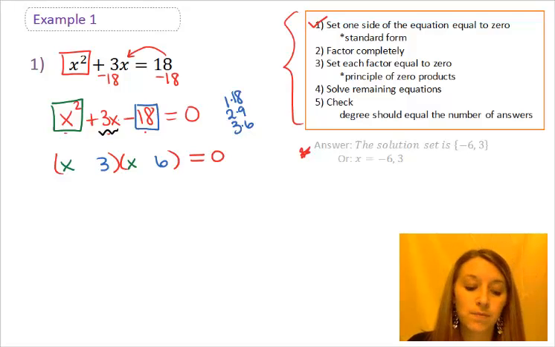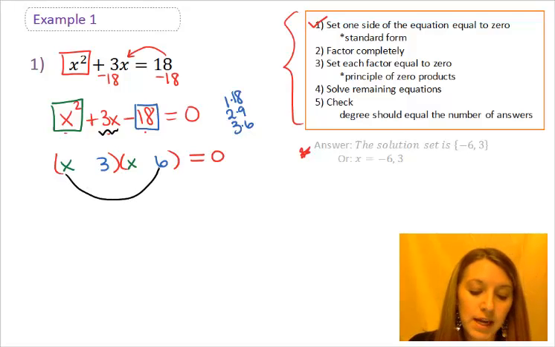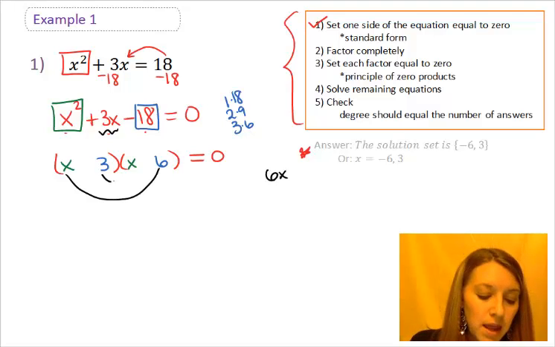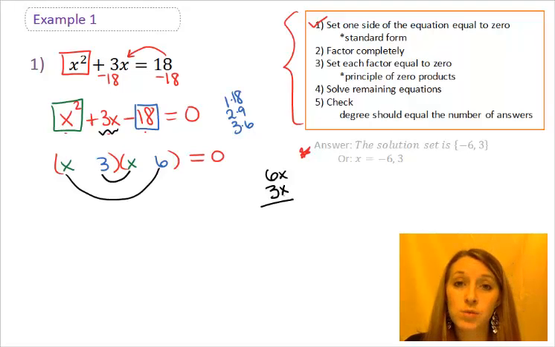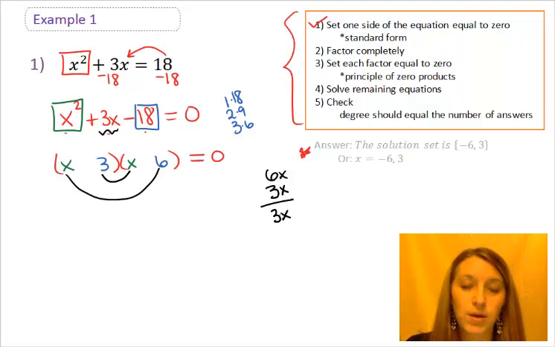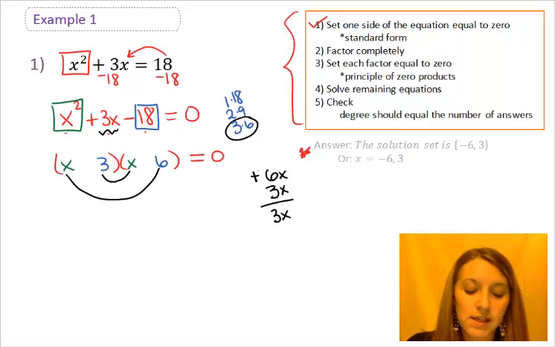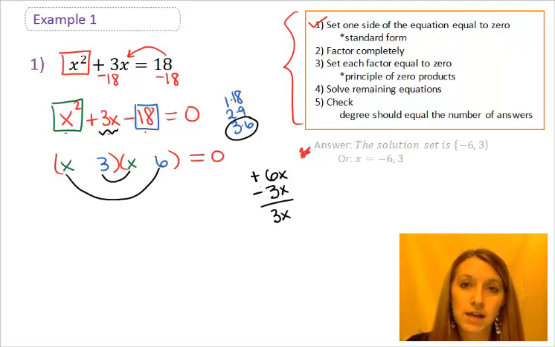of 3x here. Well, if I multiply my outside together, that gives me a 6x. If I multiply my inside together, that gives me a 3x. And I want to add or subtract that to give me my middle term of 3x. Well, this works, which is why I chose the factors that I did. If I have a positive 6x minus 3x, that gives me a positive 3x.